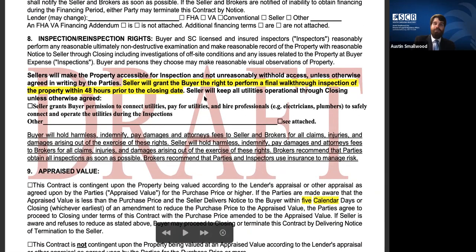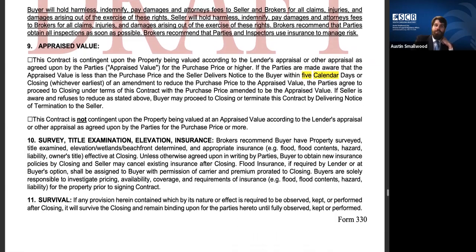Inspections, this is to add the same language that was added to the residential form last year about allowing a final walkthrough within 48 hours prior to the closing. Appraisal, the only change here was that previously it said business days, it is now calendar days. A reminder with the appraisal contingency: if the appraisal comes in lower than the purchase price, the seller has 5 days to essentially let the buyer know whether they agree to reduce the price to the appraised value. If the seller does not, then the buyer can either proceed to closing or terminate by delivering notice. But it does not work up. So if the property appraises for more than the purchase price, then the purchase price will remain the purchase price. The appraised value contingency only works if the appraisal comes in lower than the purchase price.